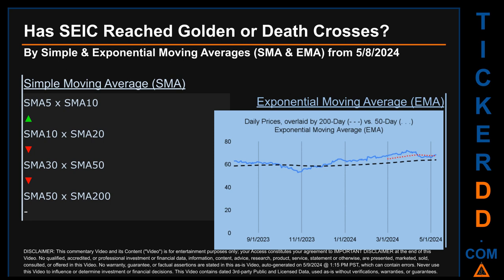Continuing with SMA, we looked across the 5 to 10, the 10 to 20, the 30 to 50, and the 50 to 200-day ranges to see if golden and death crosses had been reached. We found a golden cross signal for the 5 to 10. We found a death cross signal for the 10 to 20. We could not find either a golden cross or a death cross signal for the 30 to 50 or the 50 to 200.